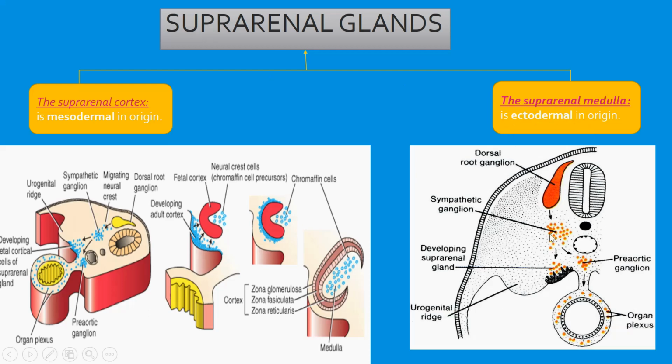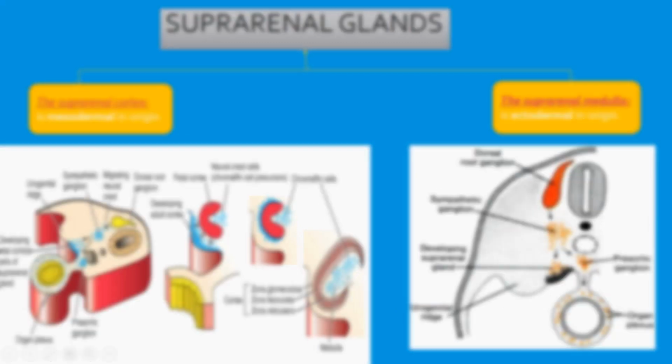This photo shows the development of CNS. This is the neural crest, and those are chromaffin cells that are derived from the neural crest. They will migrate to enter the medial aspect of the fetal cortex and form the suprarenal medulla. So the adrenal medulla is ectodermal in origin.